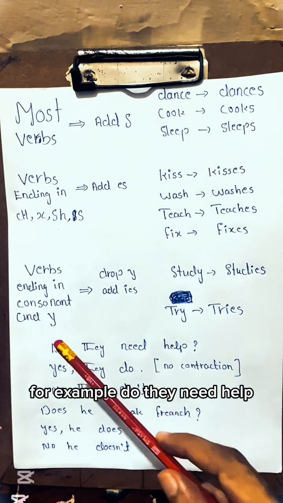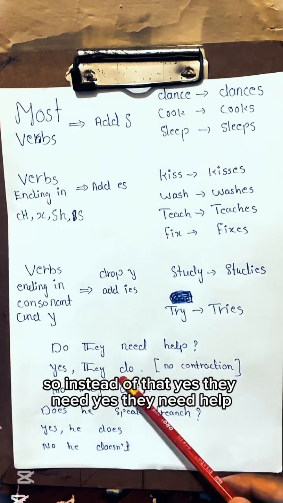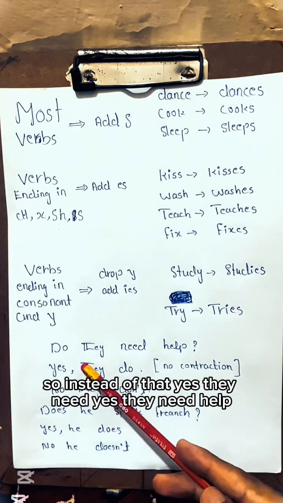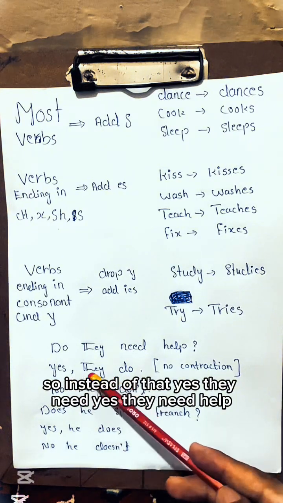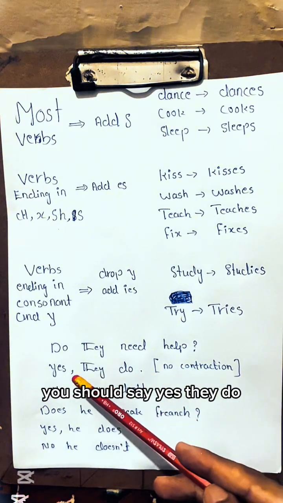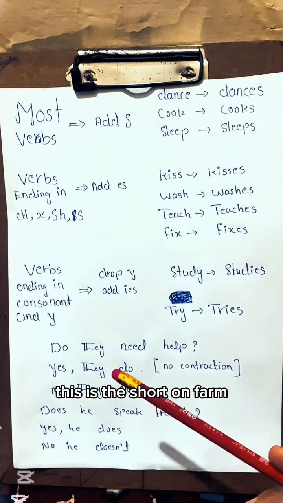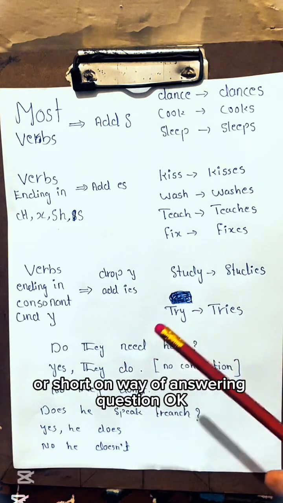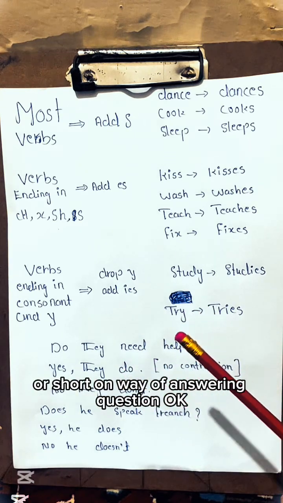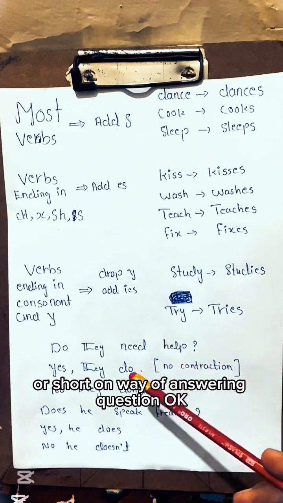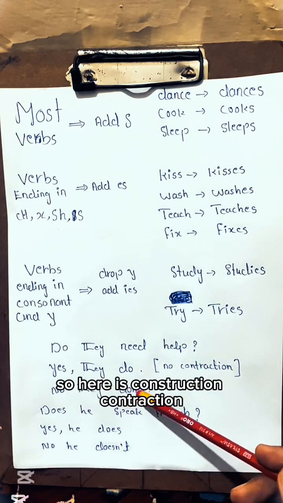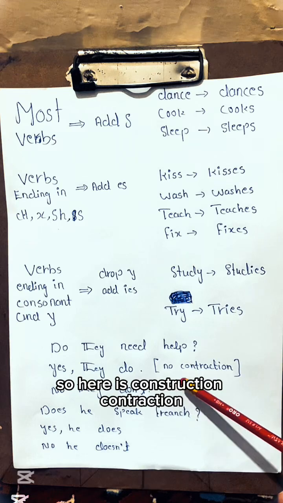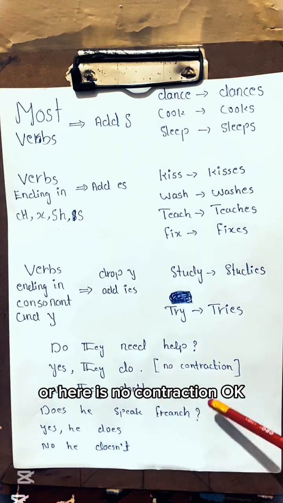Okay, for example, do they need help? So instead of saying, yes they need help, you should say yes they do. This is the shortened way of answering a question. Okay, no they don't. So here is a contraction, or here is no contraction.